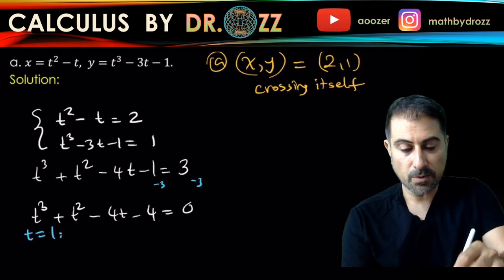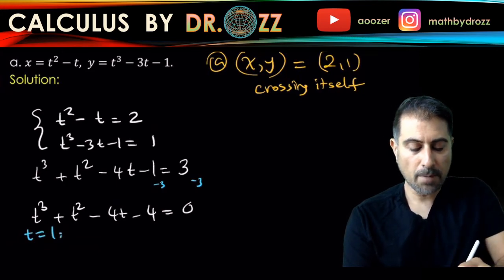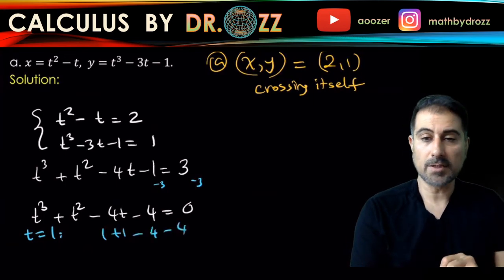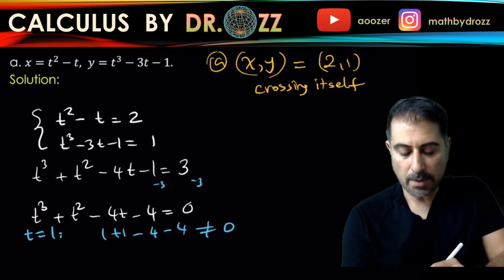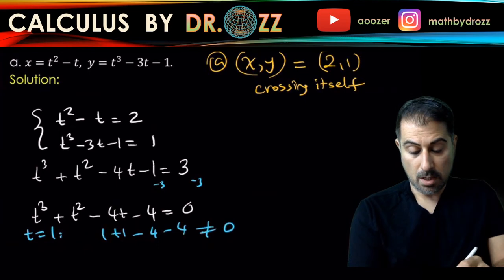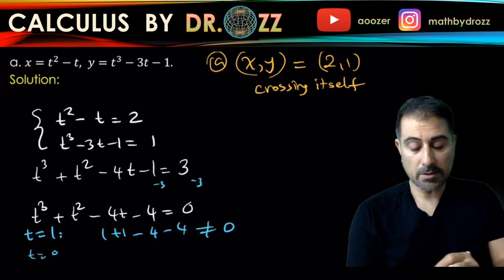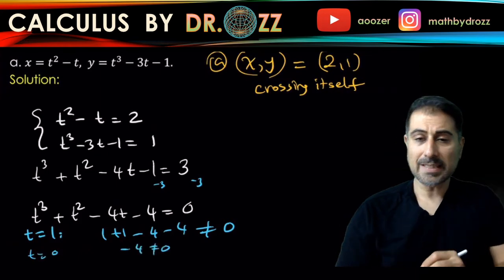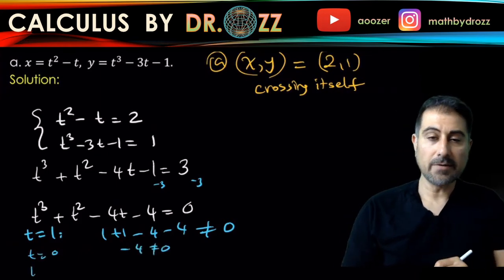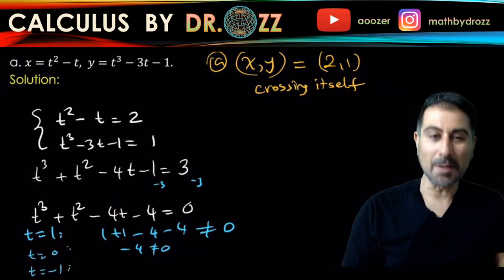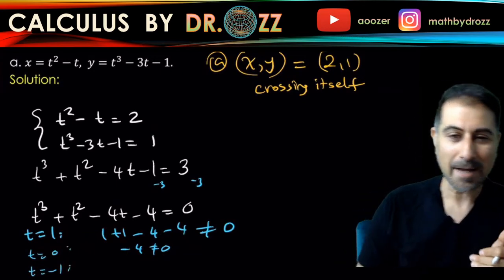So 1 plus 1 minus 4, that's not equal to 0. So t equals 1 is not a good choice. How about t equals 0? Well, that's negative 4, which is not equal to 0. That's not a good choice either. As you see, I'm choosing simple sample t-values in the meantime, okay?